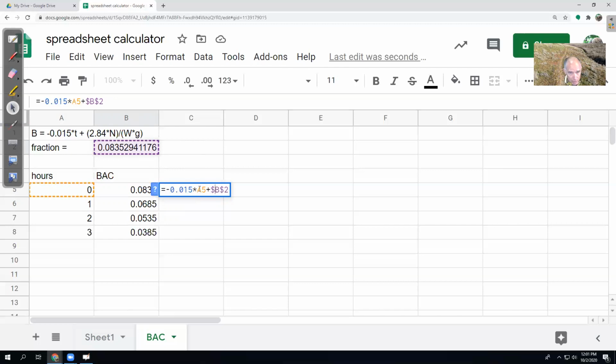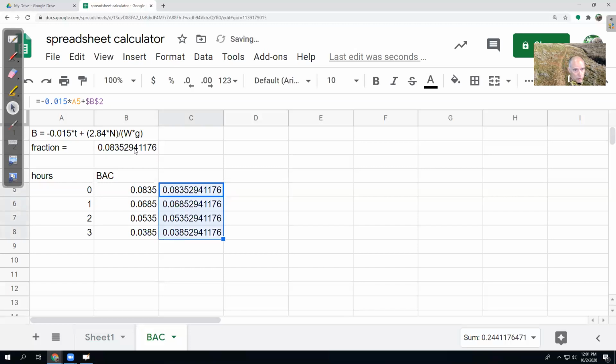Since the A and the 5 have no dollar signs, if I copy this down, it'll change the 5 to a 6 and then a 7 and so on. If I were to copy it right, it would change the A to a B and then a C and so on. That's the idea of relative versus absolute cell referencing. Now that I've fixed the formula, I can fill it down and I will get similar answers to the ones over here if I only showed 4 decimal places. So if I knock that down to 4 decimal places, then the numbers are exactly the same as over there.